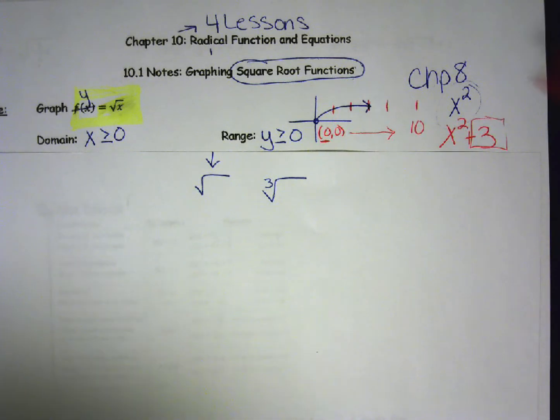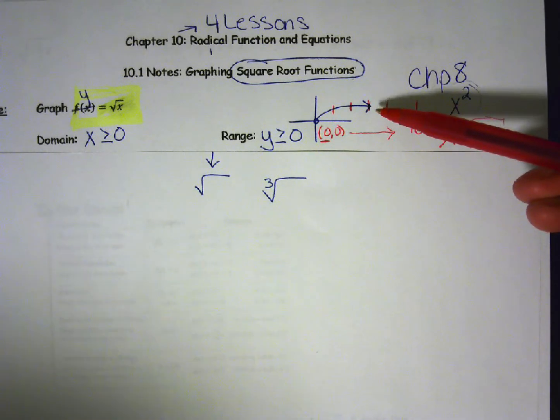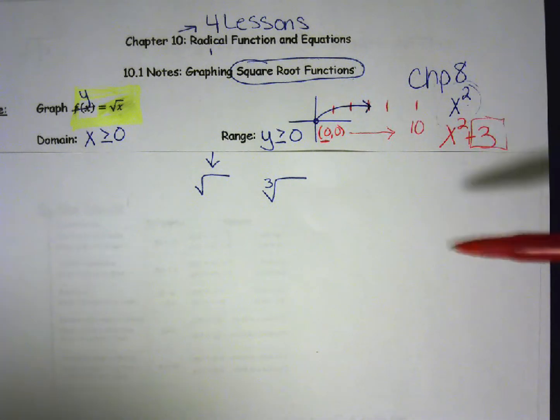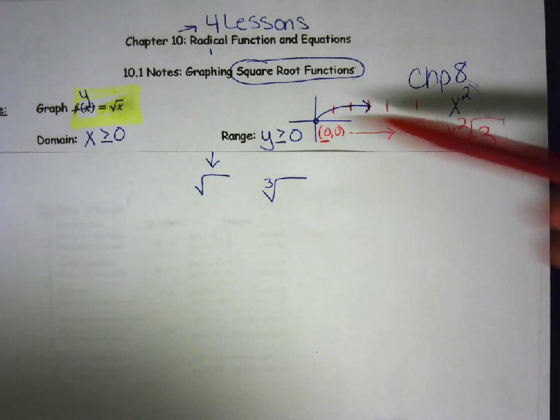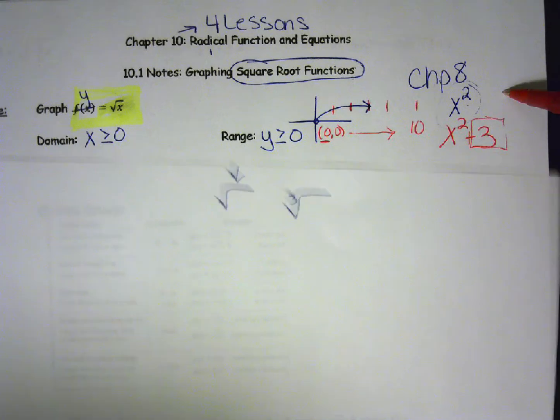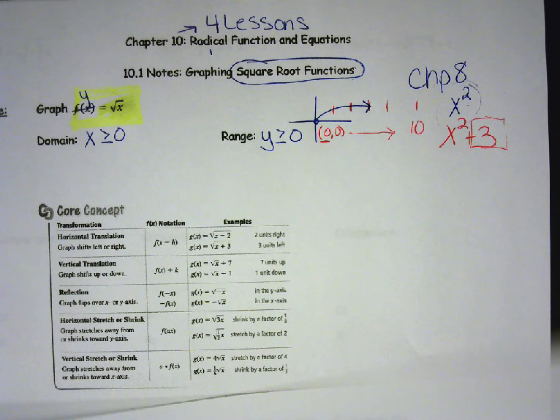You're basically going to do the same thing, only now your graph is a square root instead of a parabola. Okay, and you'll see how these two come together at the very end in 10.4. So this chart right here is actually fantastic.